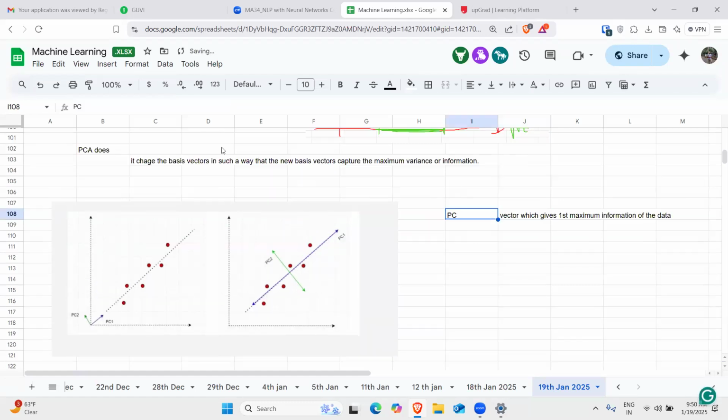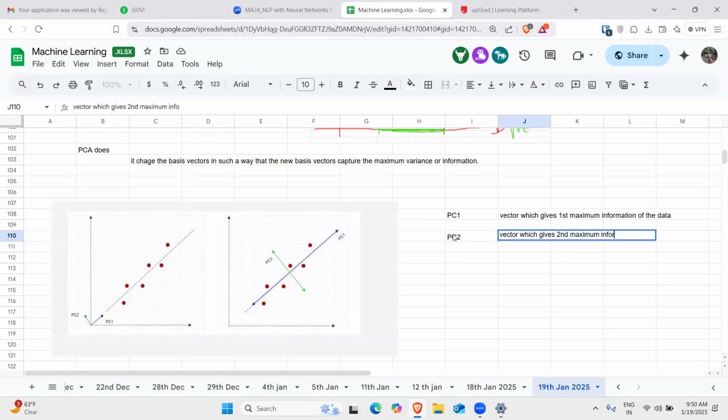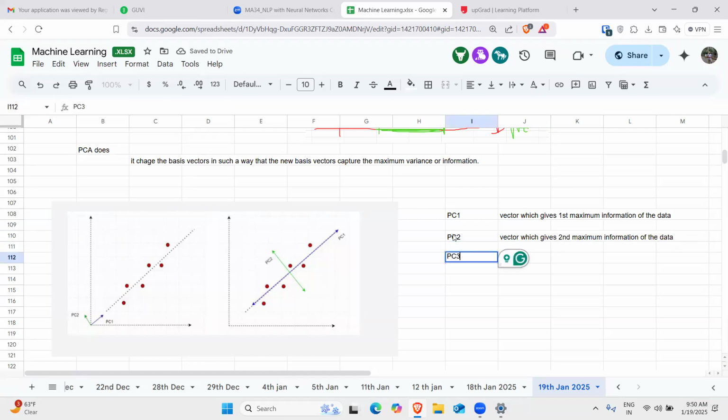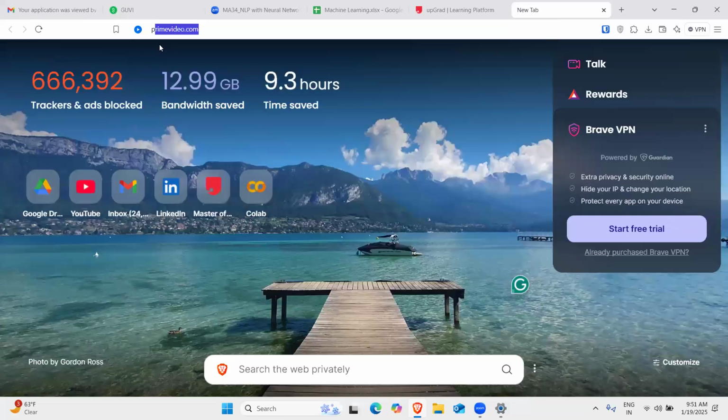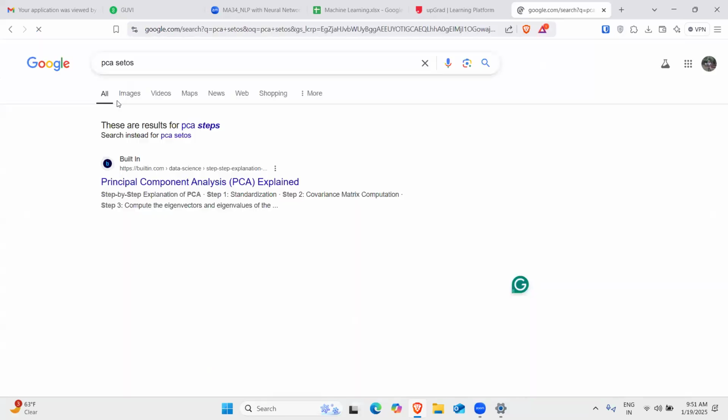So my PC1 is the vector which gives the first maximum information about the data. PC2 is the vector which gives the second maximum information of the data. Similarly, you can have PC3, PC4, PC5, PC6, depending upon the columns in your data. Yes or no? It's kind of difficult to visualize this properly, but let us try to understand this by using this visualization tool.